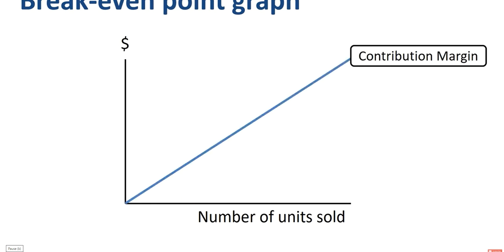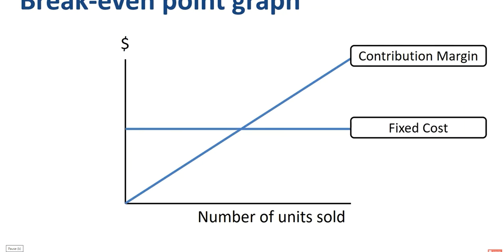Contribution margin dollars go up for every unit sold. Contribution margin is revenue minus variable cost, what you sell the product for minus what it costs you to make an incremental unit. Fixed costs don't vary with the number of units sold. Typical examples of fixed costs are rent, depreciation, and research and development expenditures. The break-even point is right here, where the two lines intersect.